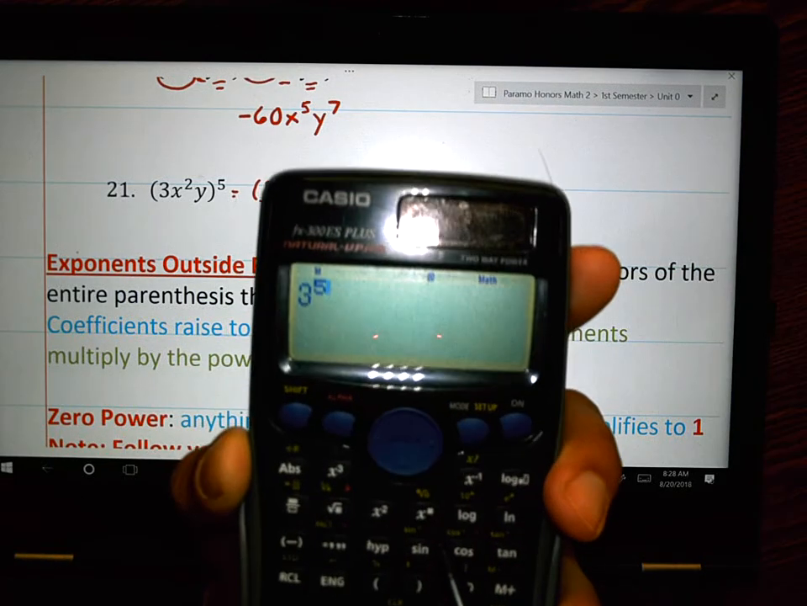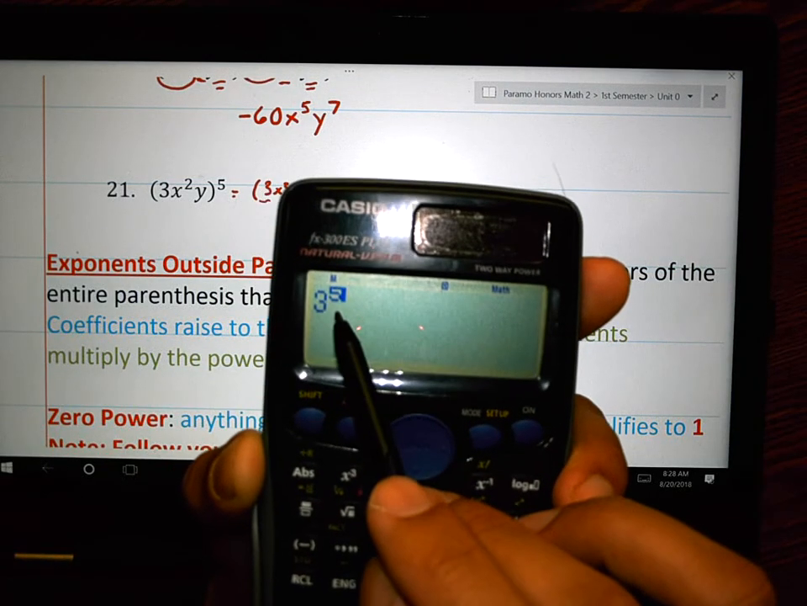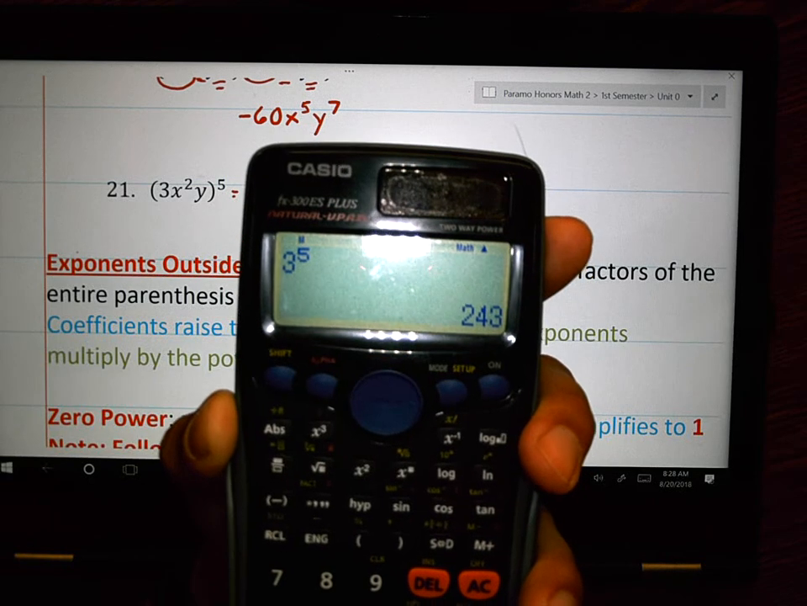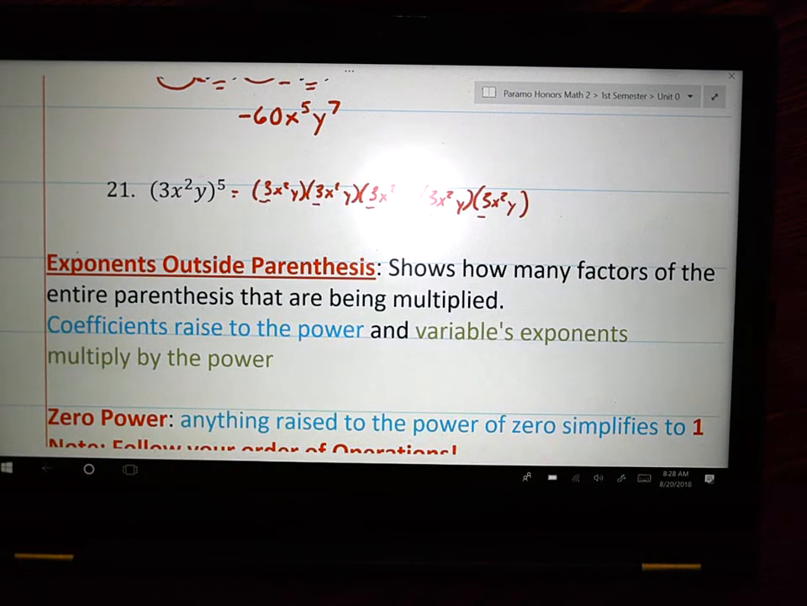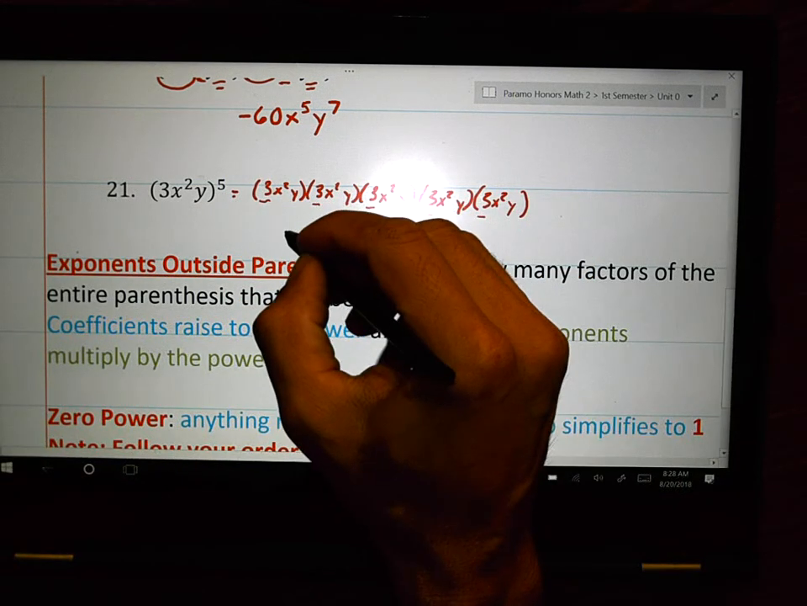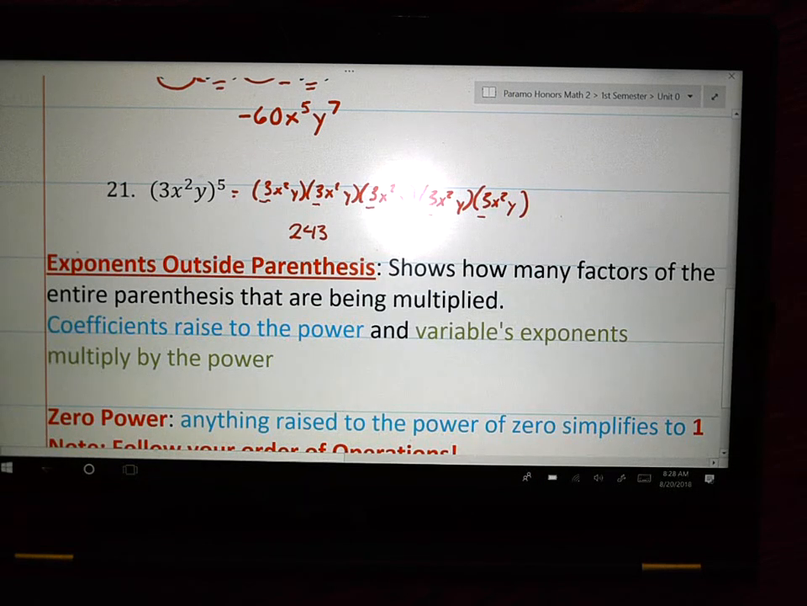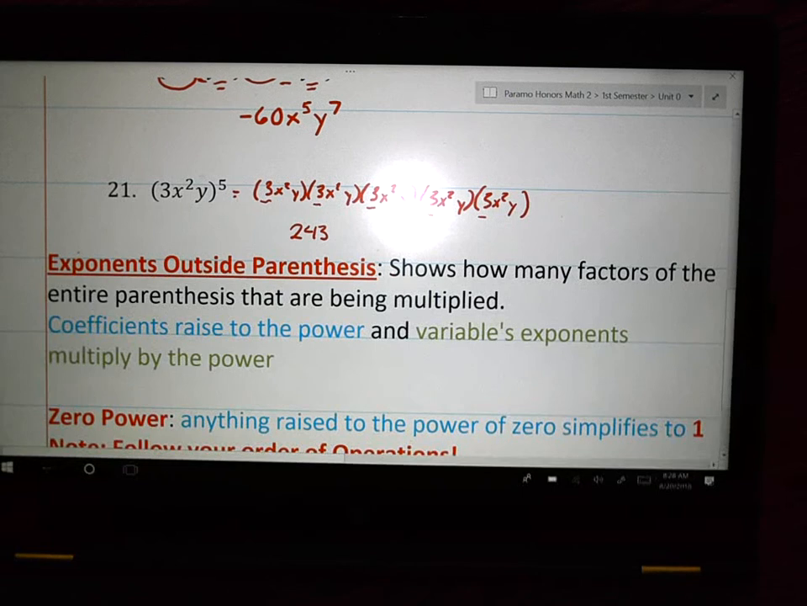Remember how I told you I would show you how to do that? It allows you to put a 5 in the exponent, and I can just double check my work that way. It's helpful. Shortcut, right? We like shortcuts. 243. Let me turn that light off.